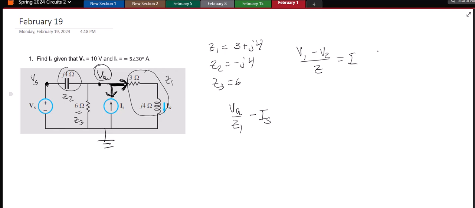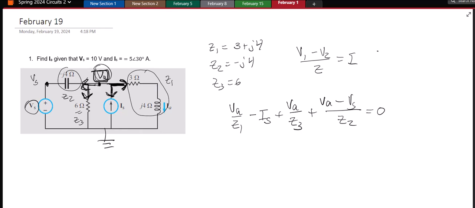My next current will be the current going down this branch, and that will be VA minus 0 over Z3, so VA over Z3. And then my last current is the current going in this direction. My starting voltage is VA right here, minus my ending voltage, VS, which is known. We know VS is 10. So it's VA minus VS over the impedance between them, which we called Z2. And that has to equal 0.